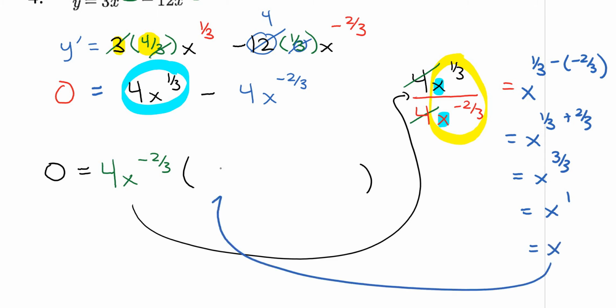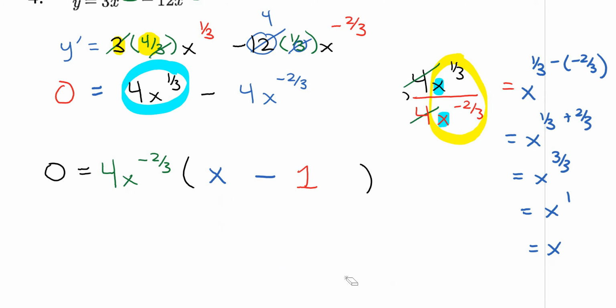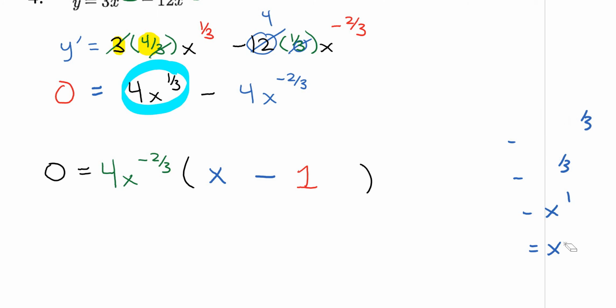So now x would just go right here. Minus, and then this would just be a 1 here because essentially you're taking 4x to the power negative 2/3 out of that, so that goes into itself 1 time. Okay, so that's how you can factor that out by dividing and using your exponent rules there.